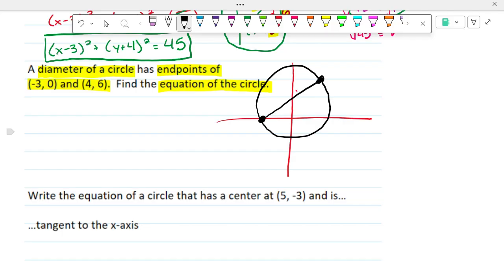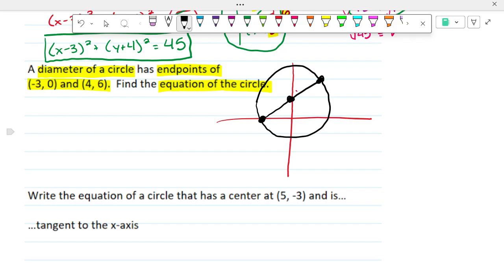So let's think about this logically. Remember, this graph is not drawn to scale, but our center will probably be about right here. But that doesn't guarantee it. It looks like it's on the y-axis, but it doesn't guarantee that it's on the y-axis, because we don't know. I didn't draw this graph to scale, so we can't assume. So how do you think I would maybe find the center?